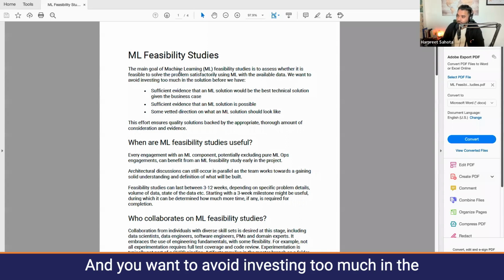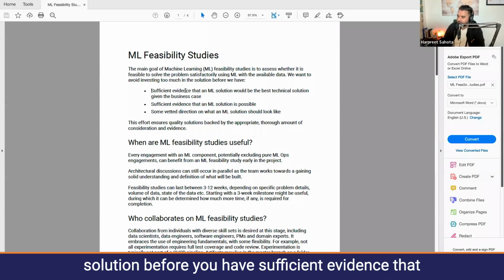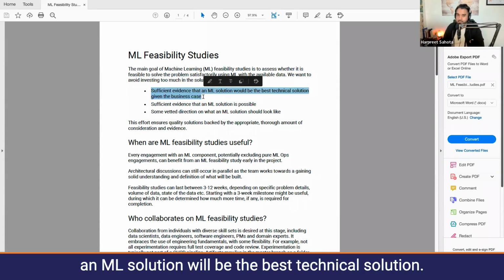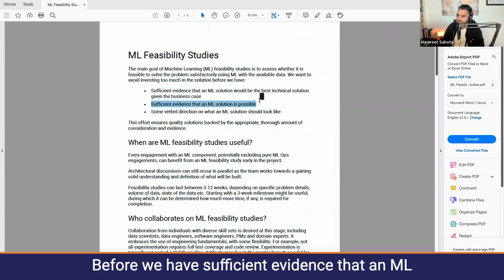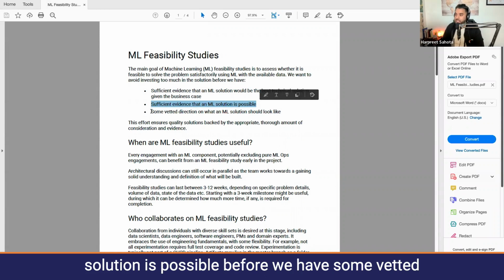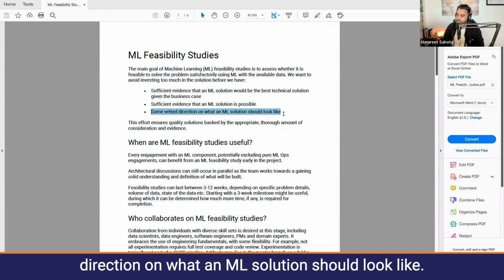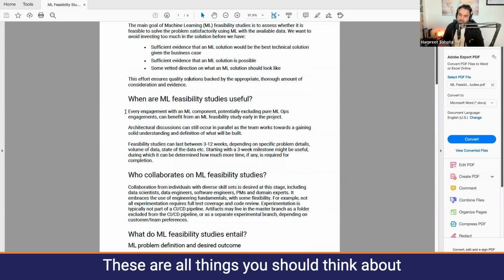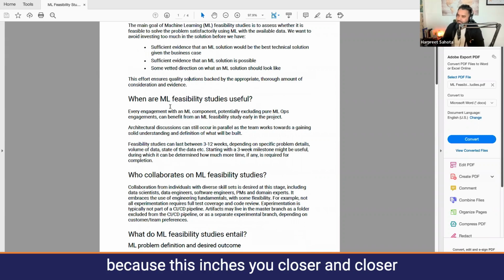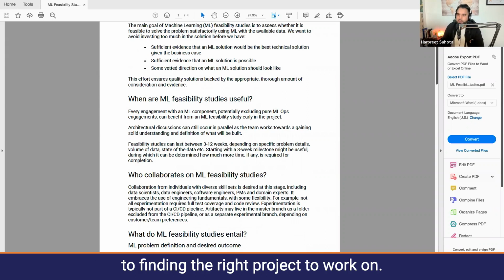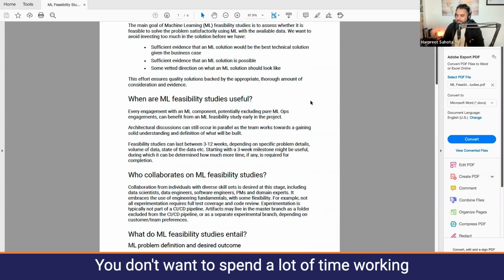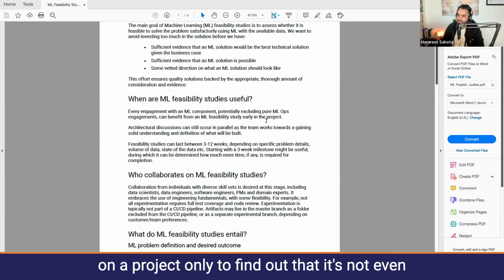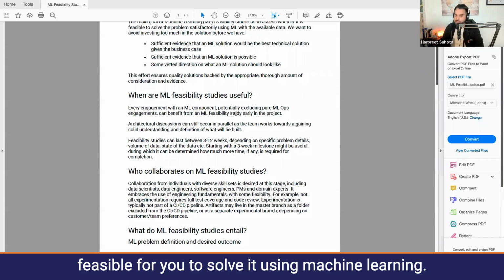And you want to avoid investing too much in the solution before you have sufficient evidence that an ML solution will be the best technical solution, before you have sufficient evidence that an ML solution is possible, before you have some vetted direction on what an ML solution should look like. These are all things you should think about, because this inches you closer and closer to finding the right project to work on. You don't want to spend a lot of time working on a project only to find out that it's not even feasible for you to solve it using machine learning.